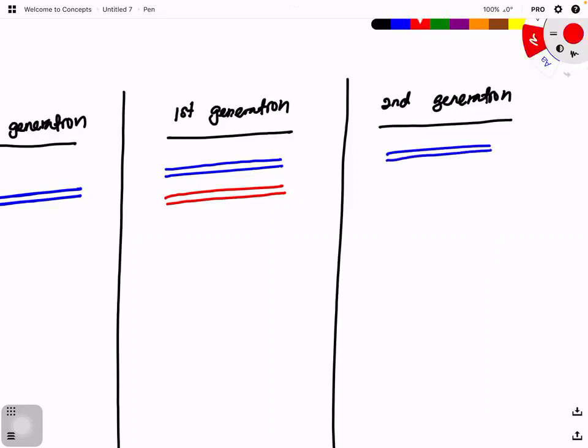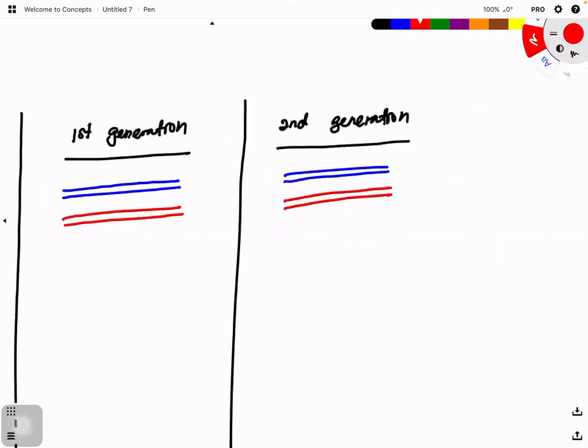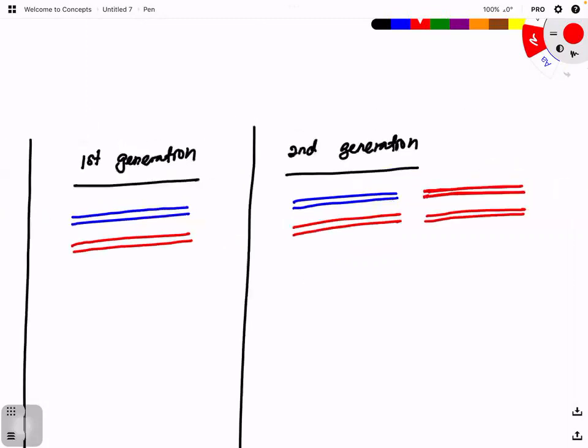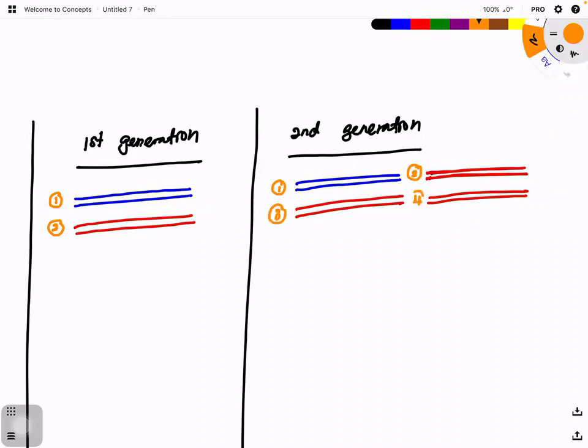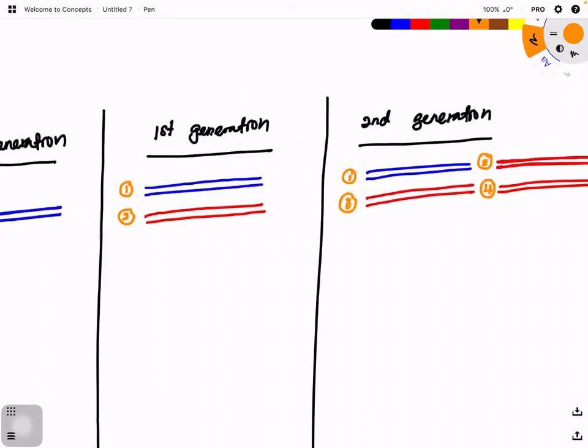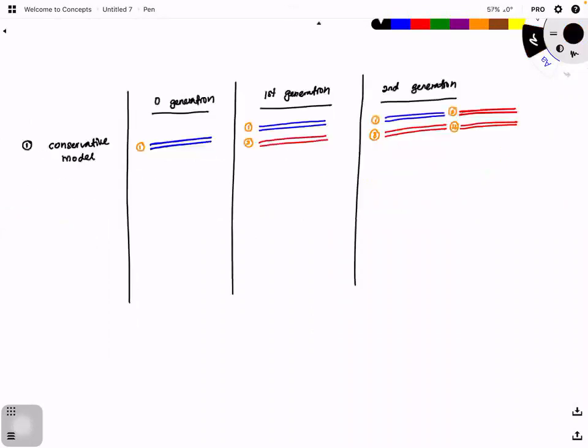The red color will be used to generate new red color. Clear? Can you see the original parental strand, the blue color, is always together? This is what we call conservative replication. This is the first molecule, and from it you get the first and second molecule. From those, you get the third and fourth molecule. So the first molecule always remains as the first molecule. This method is known as the conservative model.